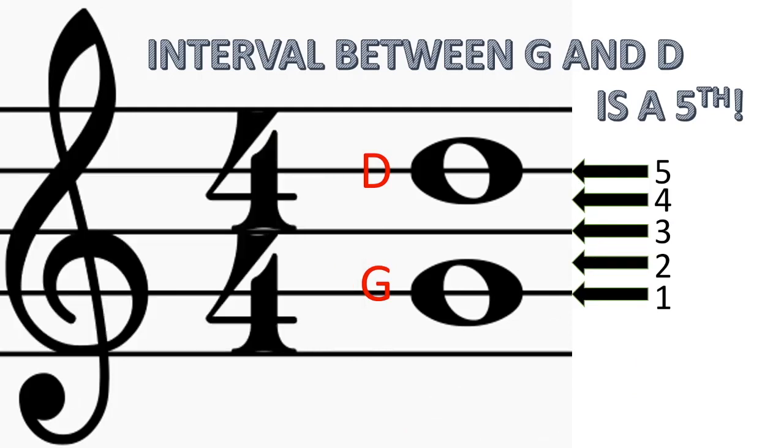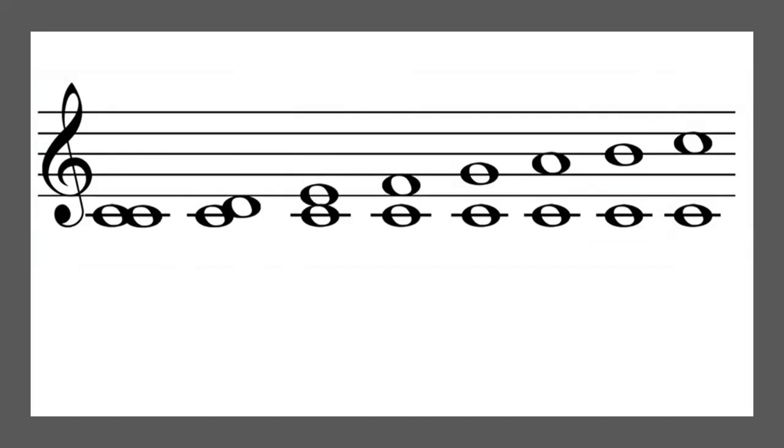Let's go back to C and see if we can figure out all the distances between C and the other notes in the C major scale. The first relationship is between C and itself. You might think that we would call this a first, but the relationship between a note and itself gets a special name. It's called a unison.